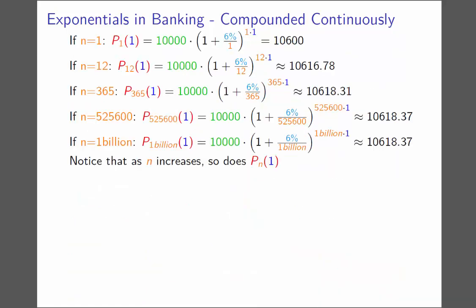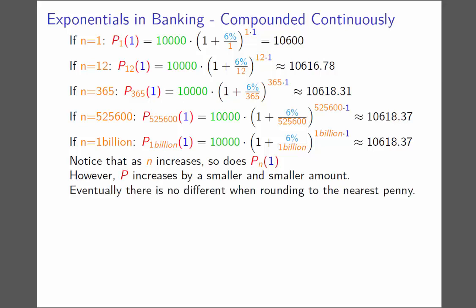So we notice that as n increases, so does the amount owed after 1 year. However, the amount owed, P, increases by a smaller and smaller amount. And eventually there is no difference when rounding to the nearest penny.